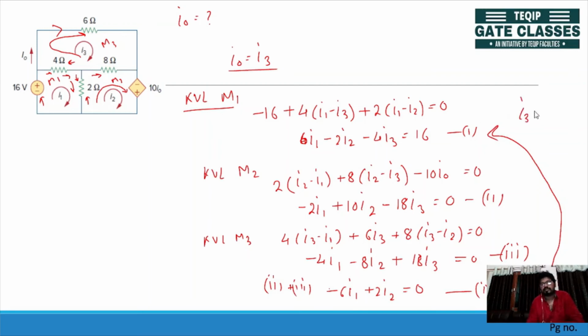I3 is equal to minus 4 ampere. So if I3 is equal to minus 4 ampere, it means your I0 is equal to minus 4. So by solving these simultaneous equations, you will get all three mesh currents, and then you can find anything, the voltage across any branch or the current through any branch.